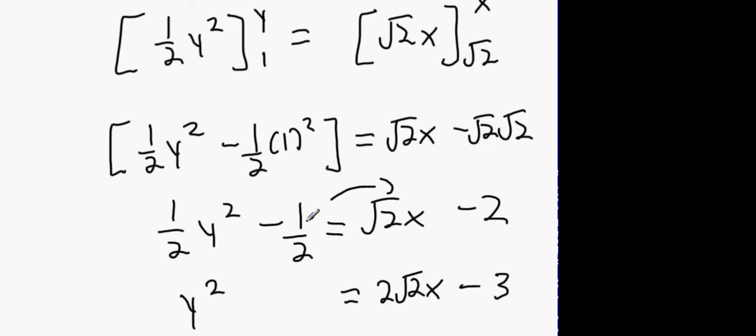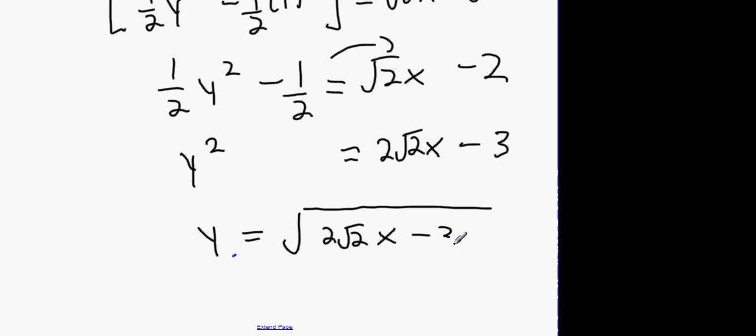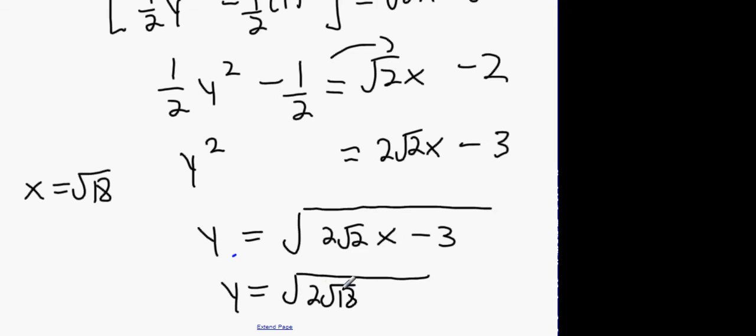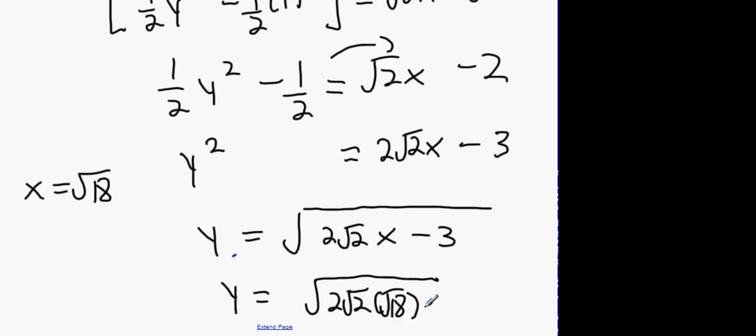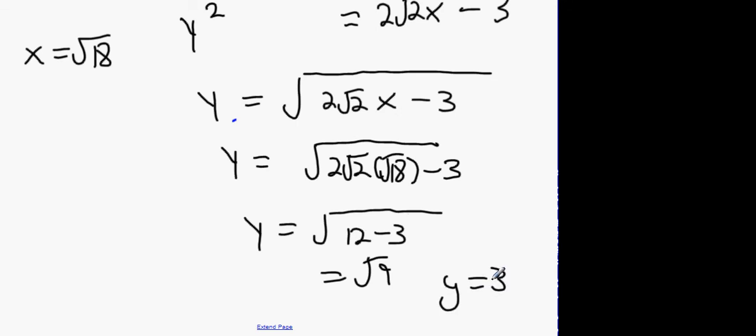Okay. Now, therefore, the general solution is going to be y equals the square root of 2 root 2 x minus 3. Now, the whole point of the question is to find the y value when x equals root 18. So what we can do here is it's going to be 2 root 18. Oh, sorry, 2 root 2. So y equals the square root of 2 root 2 root 18 minus 3. That's going to be 2 root 36. And 2 root 36 is 2 times 6, which is 12, minus 3. Root 9, y equals 3. Not plus or minus 3, in fact.